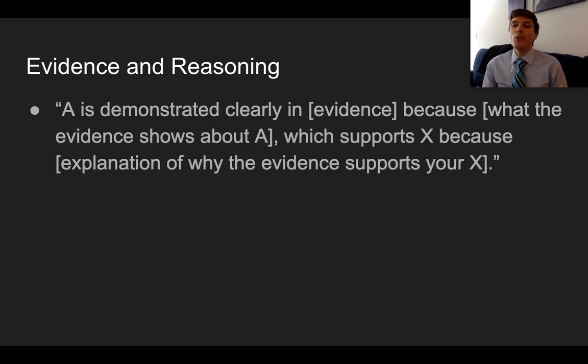An example of some structure here. Again, there's no strict formula, but A is demonstrated clearly. A, remember, that was our because, that was our justification. A is demonstrated clearly in this evidence because, and then you tell me what the evidence shows about A. That's how you get that second point, which supports X, that's my claim, because explanation of why the evidence supports your claim. That's how you get the third point.